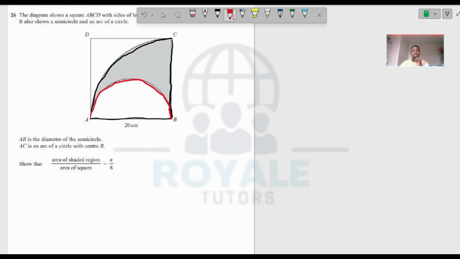So this means if I find the area of the quadrant and I take away the area of the semicircle, I'm going to get the area shaded. Let me say that again. If I find the area of the quadrant and I take away the area of the semicircle, then I'm going to get the area shaded. So let me just do that. Area shaded is going to be equal to area of quadrant minus area of semicircle.